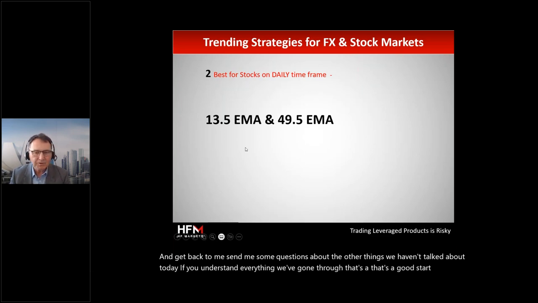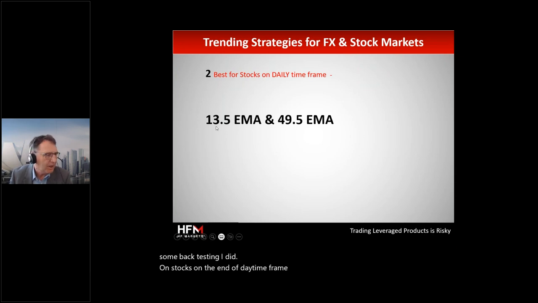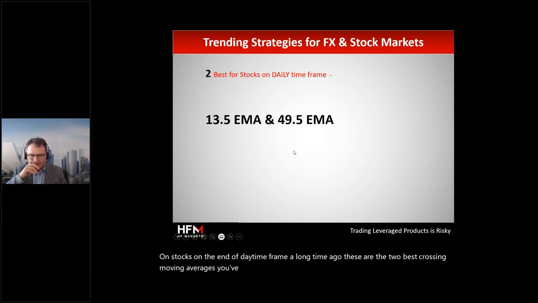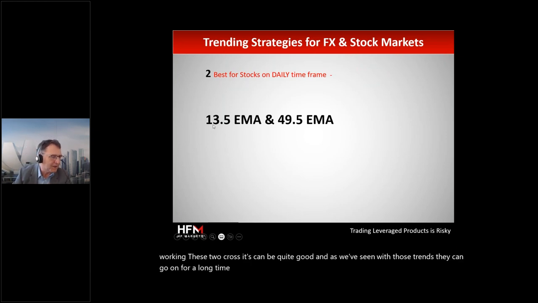Okay, so some back testing I did on stocks on an end of day time frame a long time ago. These were the two best crossing moving averages. You've got to have patience to trade these, but when the trend is working, these two cross, and it can be quite good. And as we've seen with those trends, they can go on for a long time. But the problem is, obviously, you cannot use a 13.5 EMA and a 49.5.